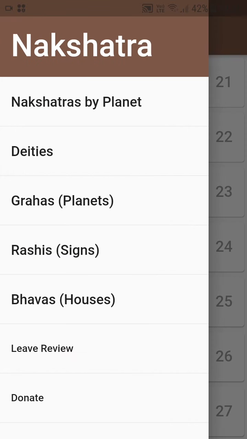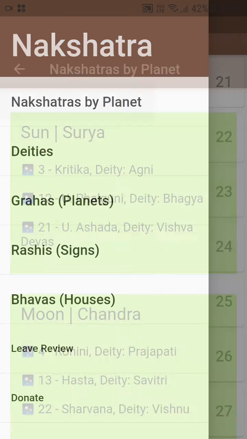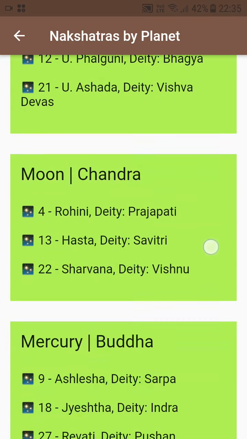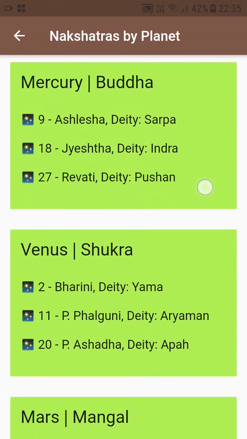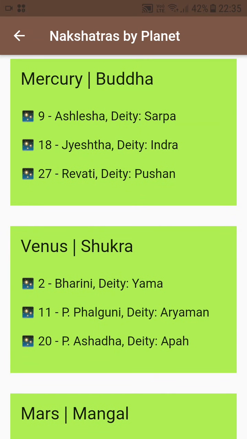I'm constantly, as I told you, trying to add more and more content very frequently. So if you want to learn about the nakshatras, I try to put them this way, nakshatra by each planet, so that you can easily remember. And also these nakshatras and deities will help you understand the planets even better. So that's how I try to put it.